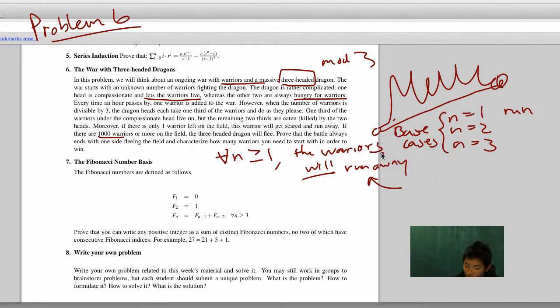So you assume that for all d less than or equal to n, the n warriors that start will run away. And then you set this n to be 1,000 so that you don't even have to fight the dragon. The dragon just flees. And that is how you solve problem 6.